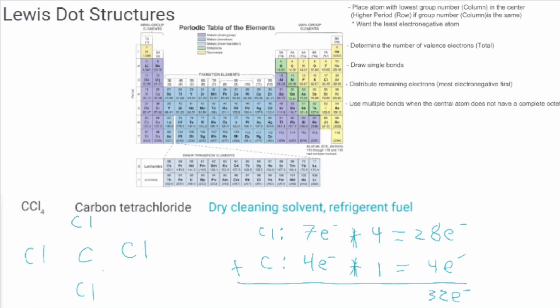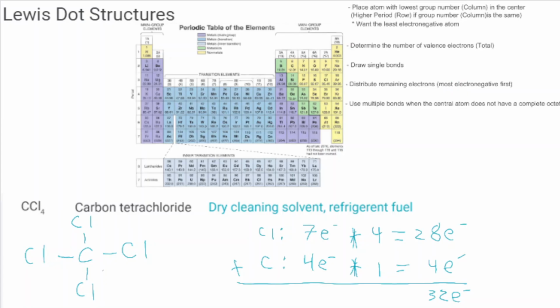Alright. Now following our list of rules here, we want to draw in all the single bonds. So we're assuming this makes an actual molecule, so I need to draw in some sort of bonding between each of my atoms. So I'm going to draw in a single bond between the carbon and all the chlorines. Then we go on to our next step where we need to distribute the remaining electrons and start off with the most electronegative species first. So in this case, this will be chlorine.